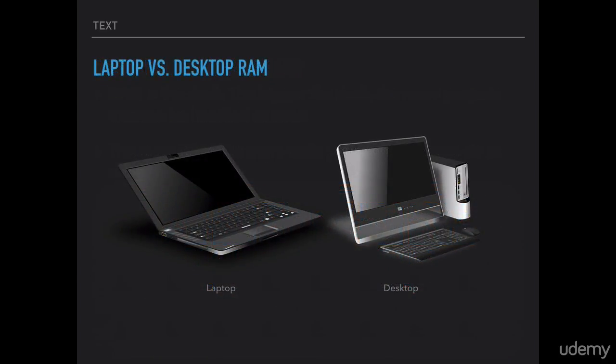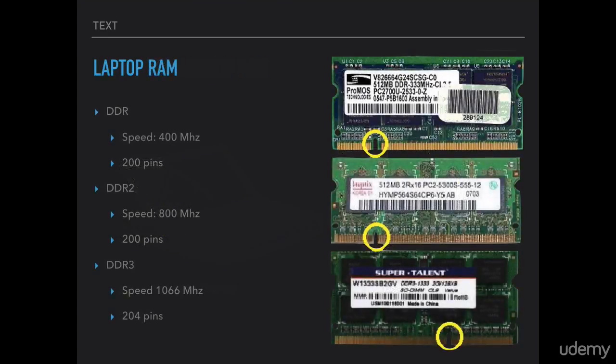We're going to be talking about the differences of laptop versus desktop RAM so you know what to buy. Obviously, if you have a laptop, you'll buy laptop RAM. If you have a desktop, you'll buy desktop RAM. But the differences between the two can be confusing. Laptop RAM has 3 main classifications: DDR, DDR2, and DDR3. Although you will probably only use DDR2 or DDR3. It's been a while since people have used DDR RAM in laptops.